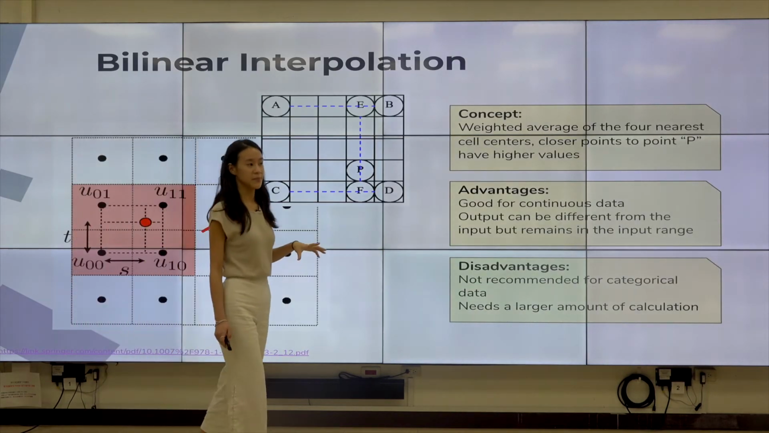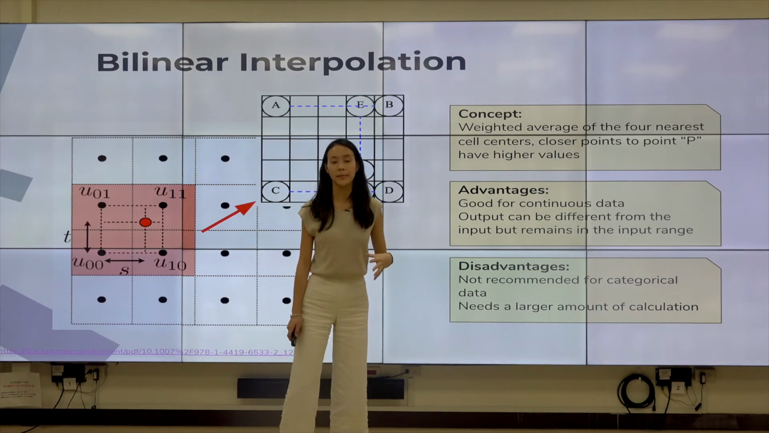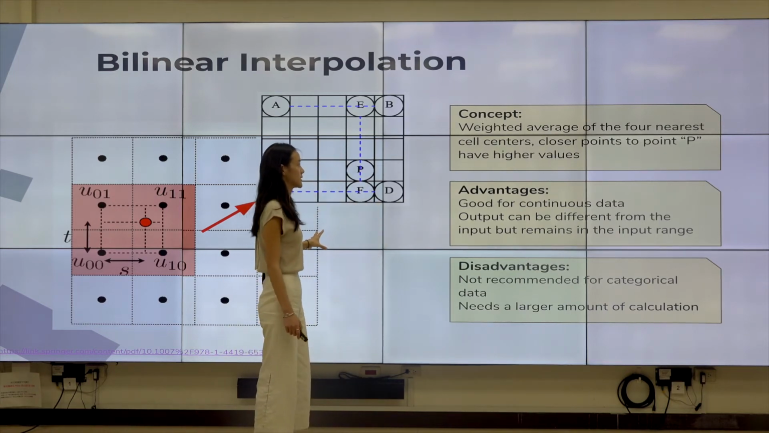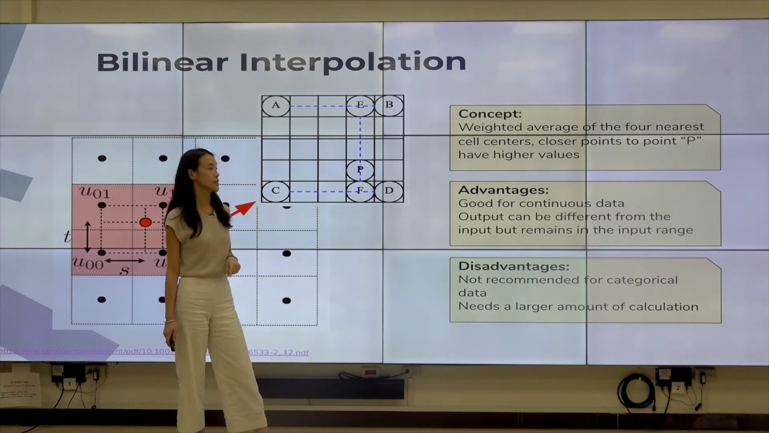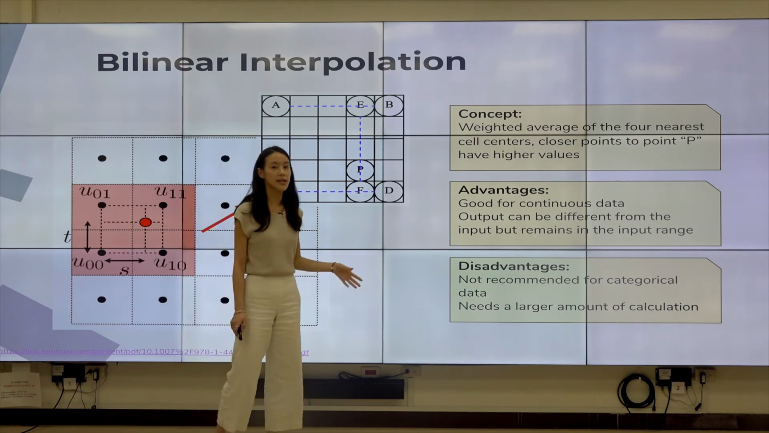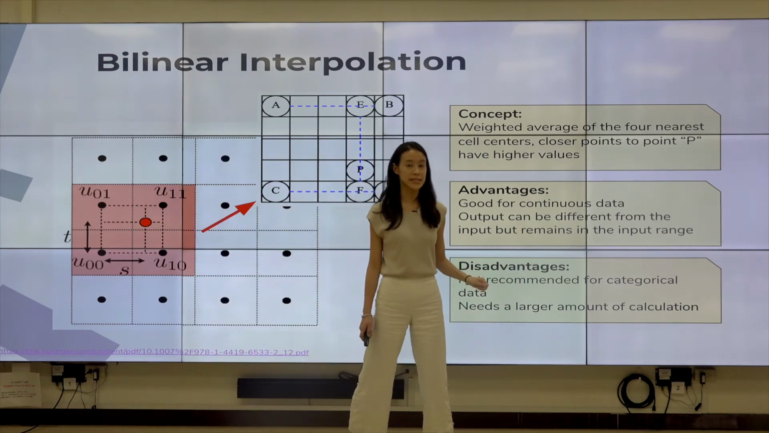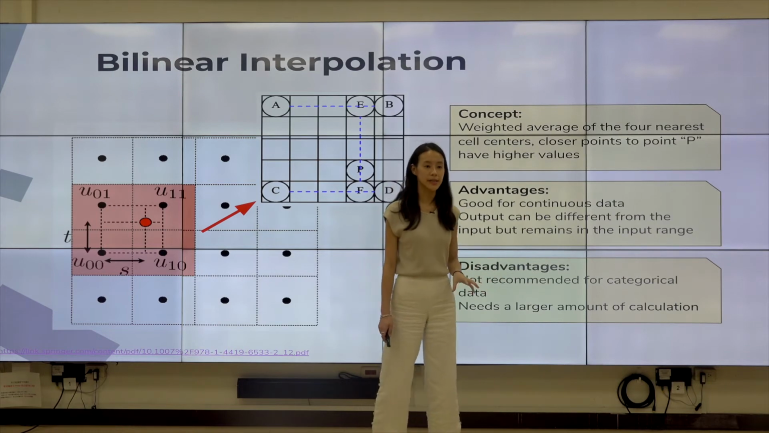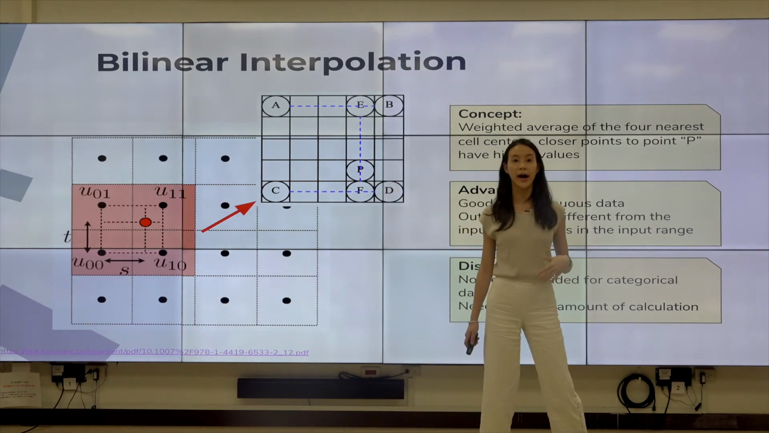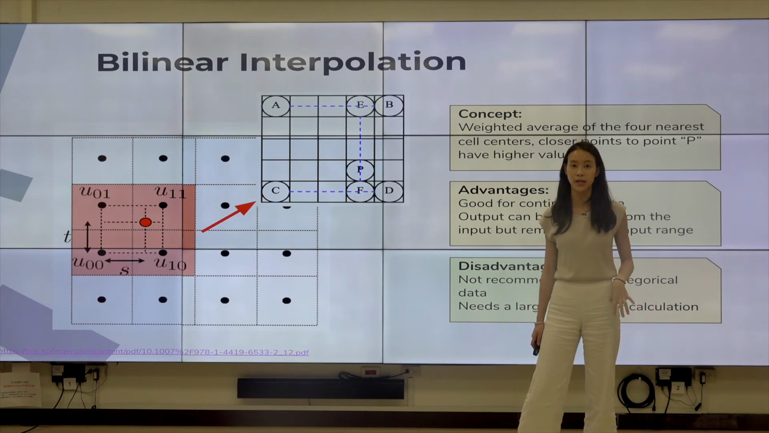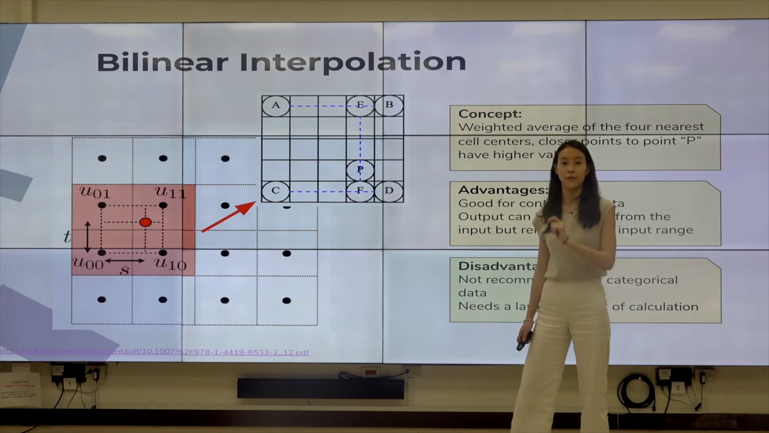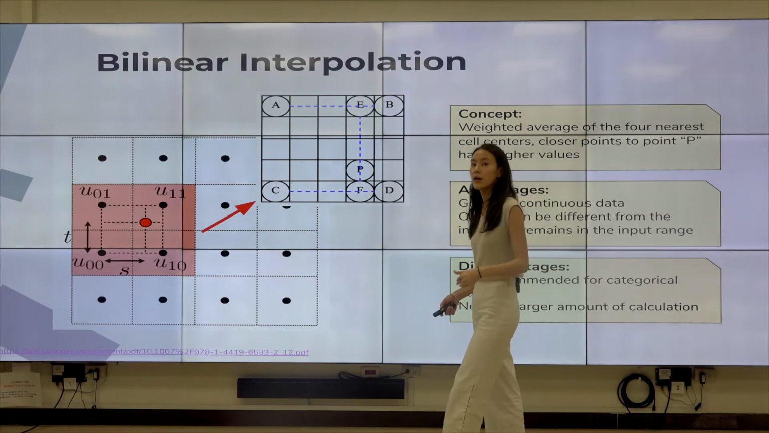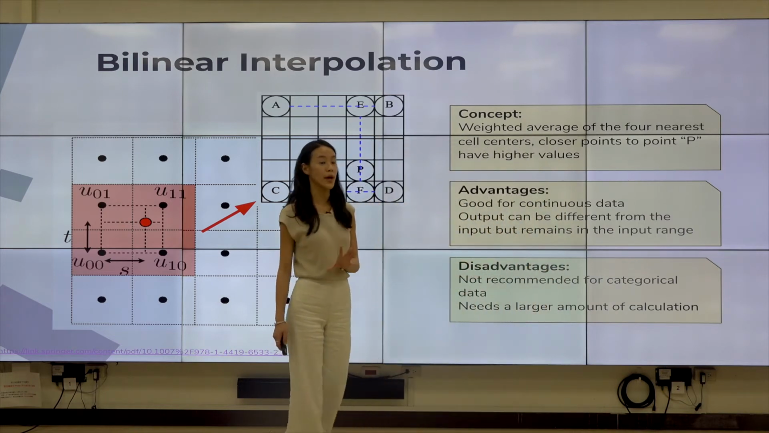Bilinear interpolation is a better method, or you can think of it as a step-up from nearest neighbor. The concept is that you have weighted averages of the 4 nearest cell centers. Closer points to P would have higher values. In the case of the room with A, B, C, and D, if you're closer to D, then D would have a higher weighting or a higher value since it is the closest corner to P. And obviously the B area, which is the furthest away, diagonally from where you're standing, would have the lowest value and the lowest weighting.